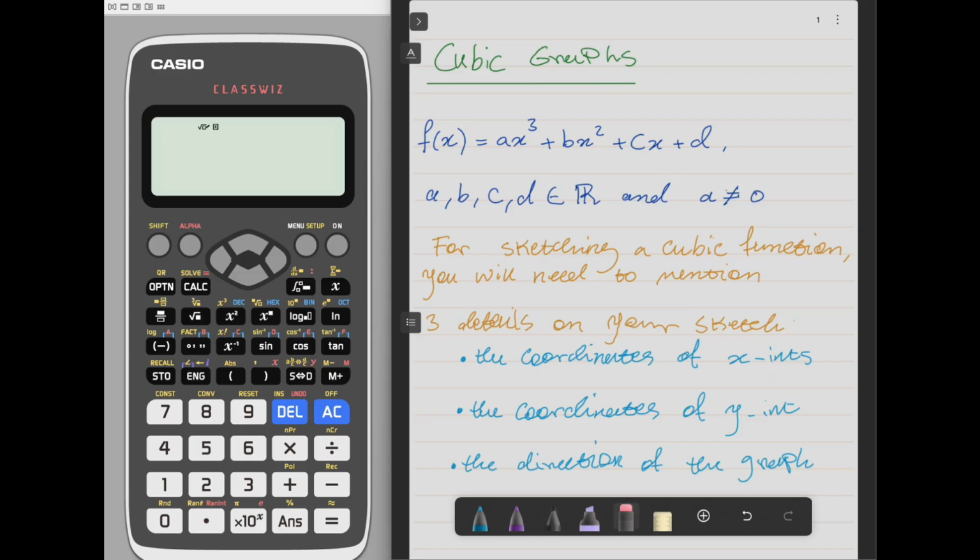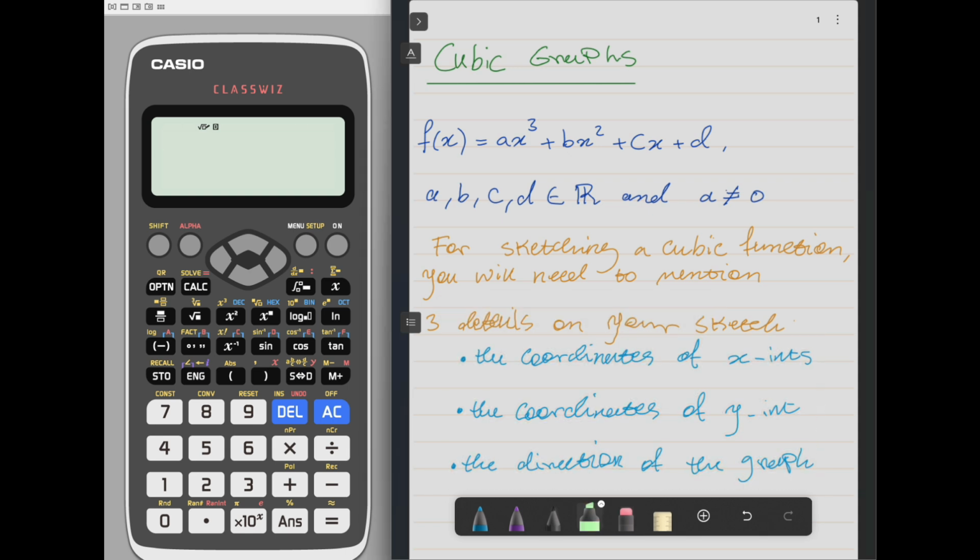Hello everyone, this is Mathematics and we are here with the first section of the fourth chapter, Graphs and Transformations, and the name of the first section will be Cubic Graphs. Alright guys, so let's dive into the topic. First, we want to define what a cubic function is.